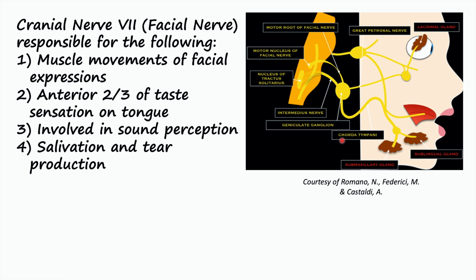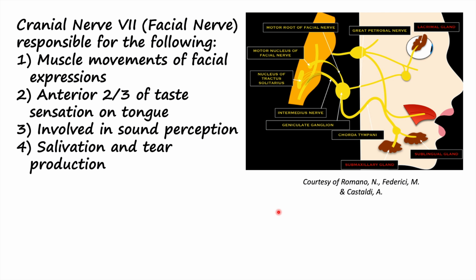And this leads us into the functions of the facial nerve, or cranial nerve number 7. These include muscle movements of facial expressions, as we mentioned before. We also mentioned that the facial nerve supplies and is responsible for the anterior 2/3 of the taste sensation on the tongue, and it's not responsible for the posterior third of taste sensation on the tongue. It's also involved in sound perception, as we mentioned before, through its chorda tympani branch, and it's also involved in salivation and tear production as well.